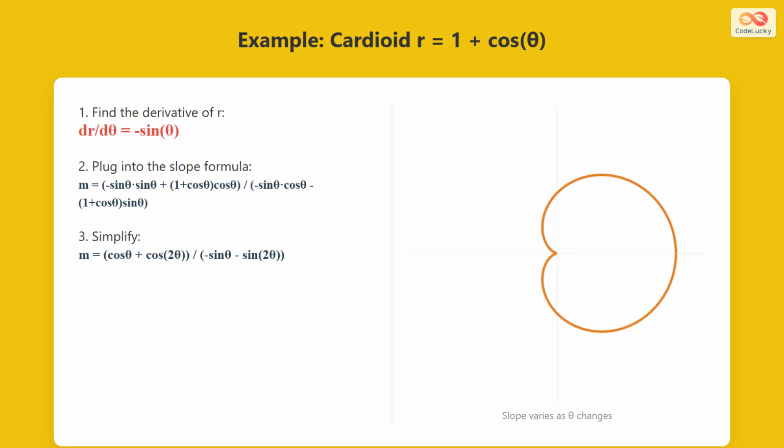Let's look at a quick example with a cardioid, where r equals 1 plus cosine theta. First, we find r prime, which is negative sine theta. Then, we plug r and r prime into our big fraction. After some simplification using trigonometric identities, we can find the exact slope for any value of theta.